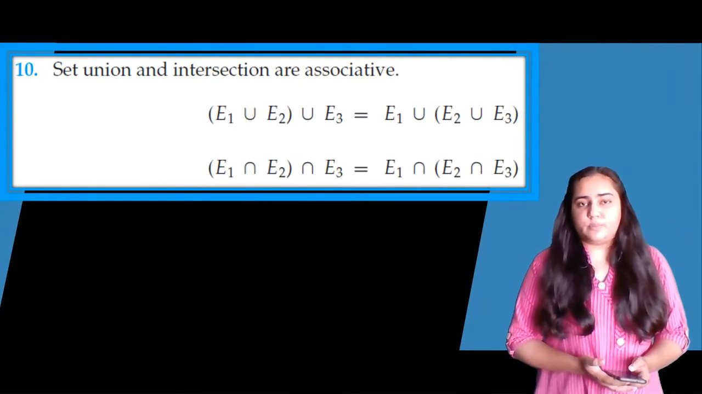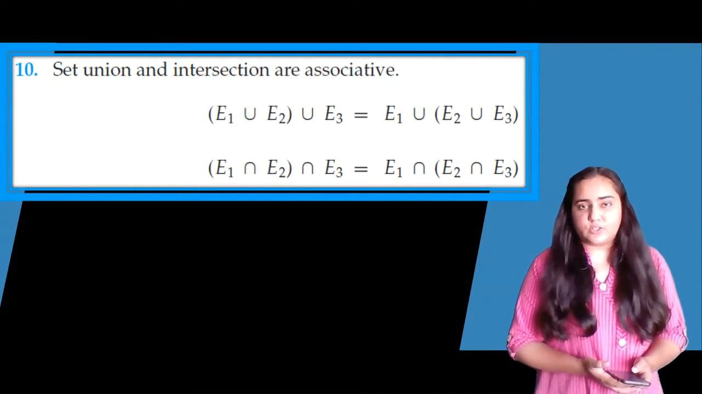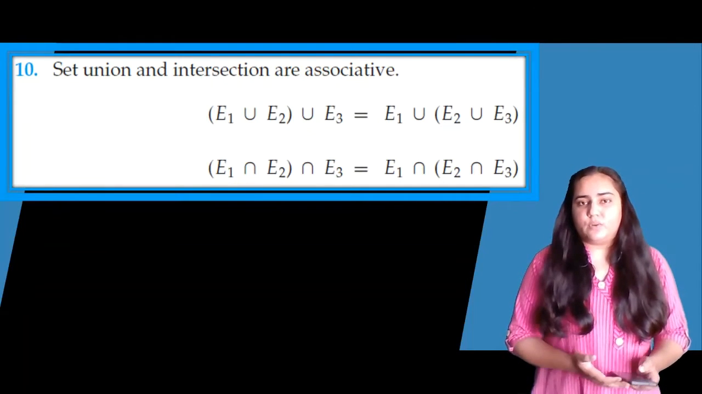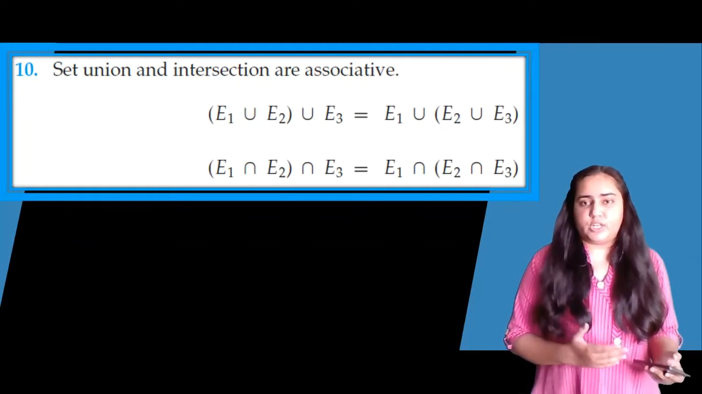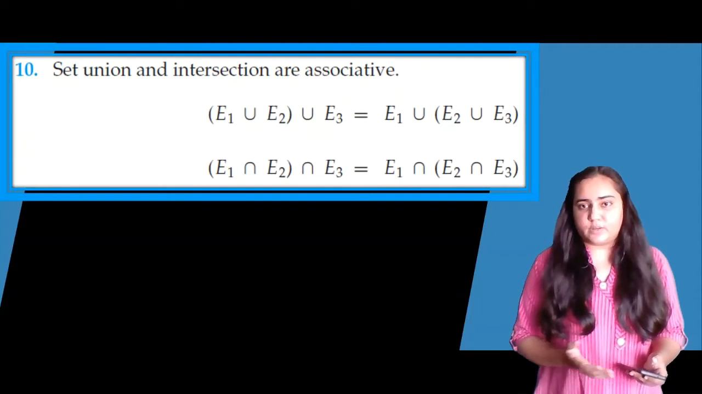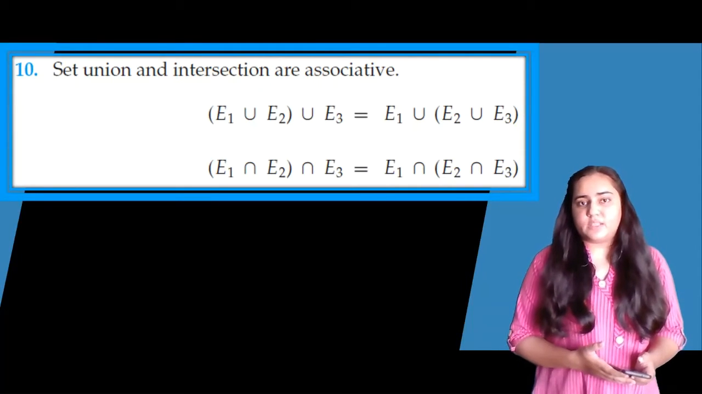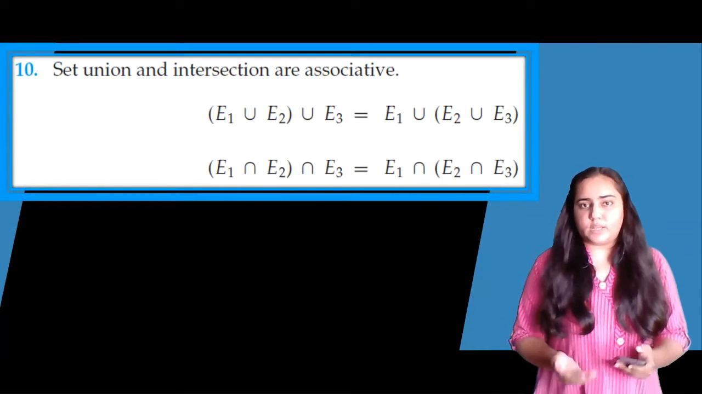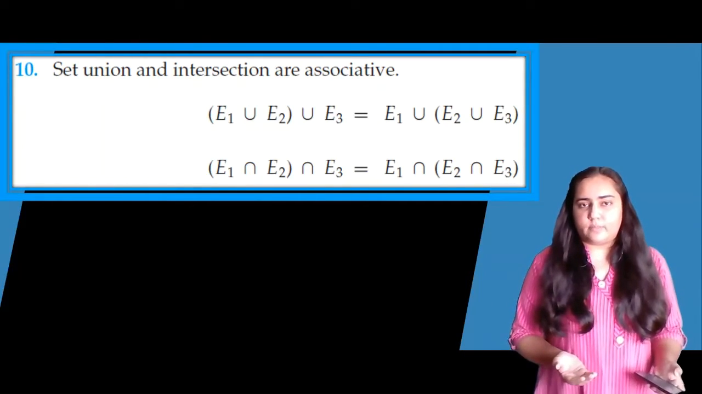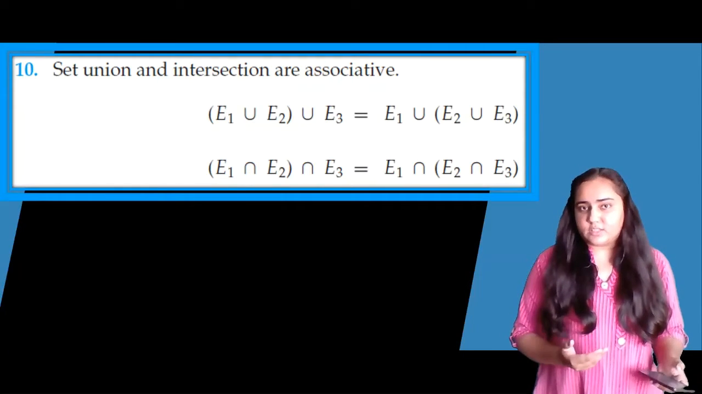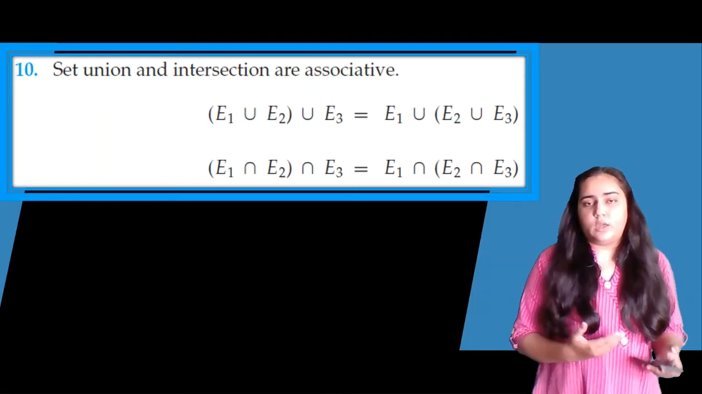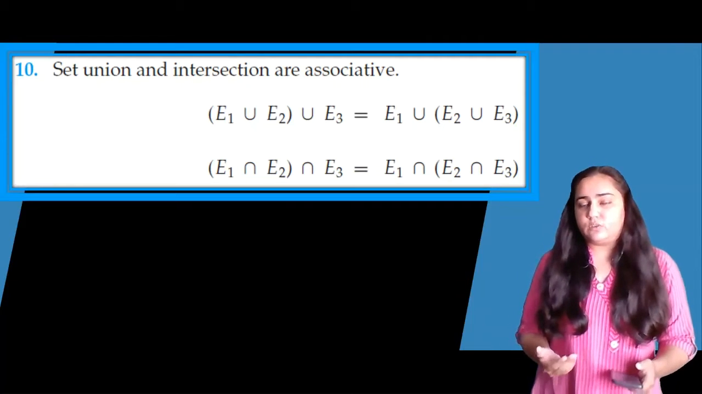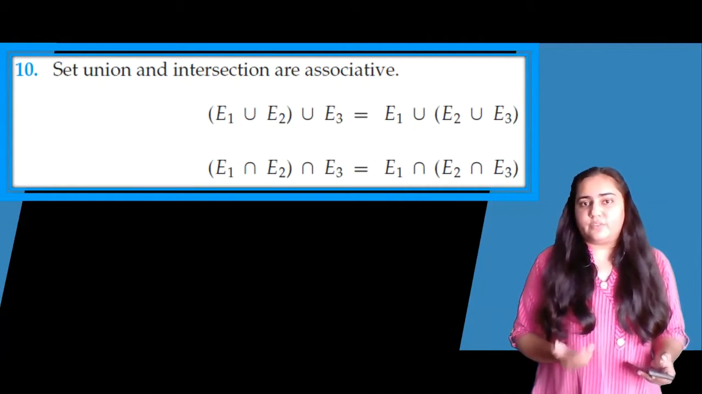The next rule, which is rule number 10, is that union and intersection are associative. Associativity, once again, I'd like to remind you, involves the placement of brackets, which allows us to decide which operation happens first and which operation happens next. So in this case, first we are going to see union. I have 3 tables, E1, E2, and E3, and I'm taking a union between them. When I'm doing E1 union E2 first, and then taking a union of this result with E3, I can get the same result if I take E2 union E3 first and then perform the union of that result with E1.